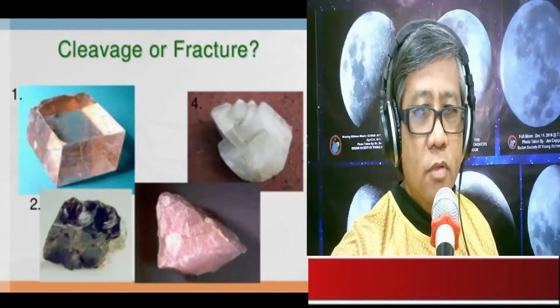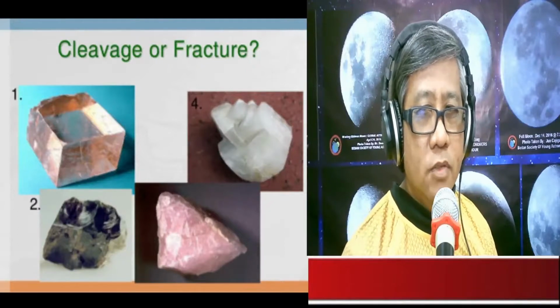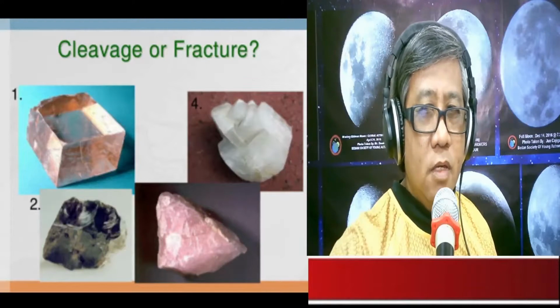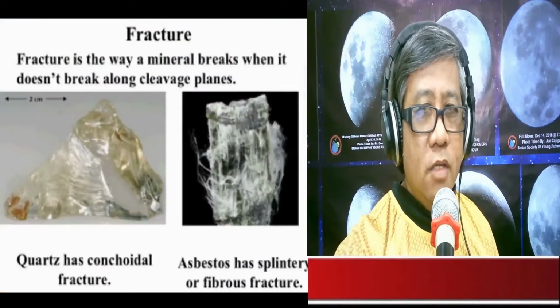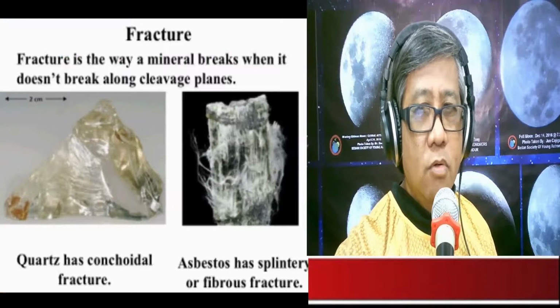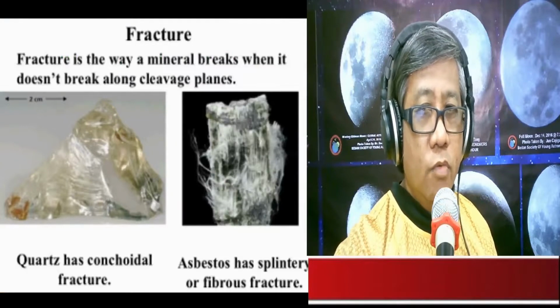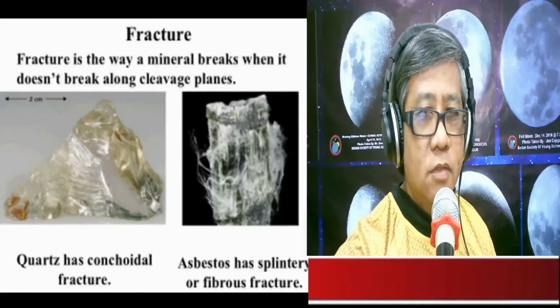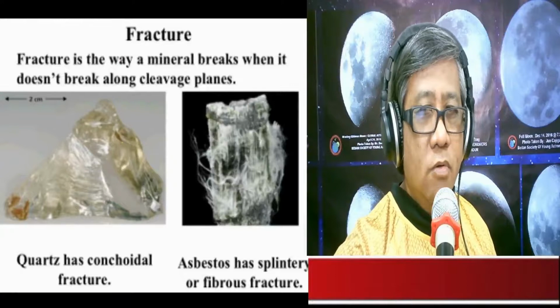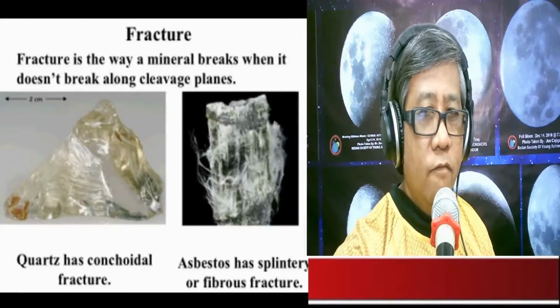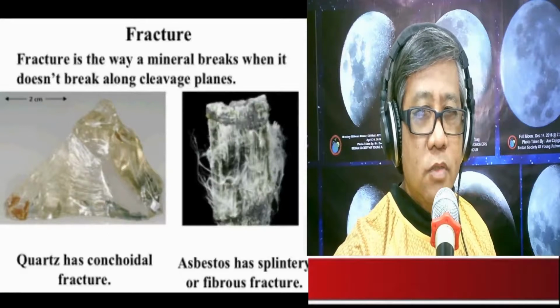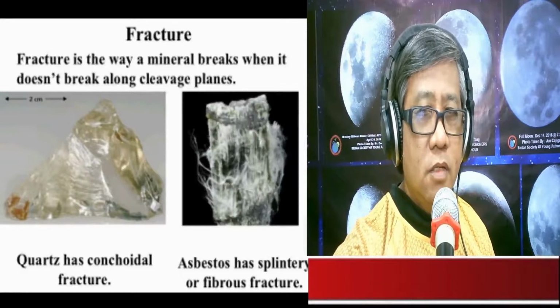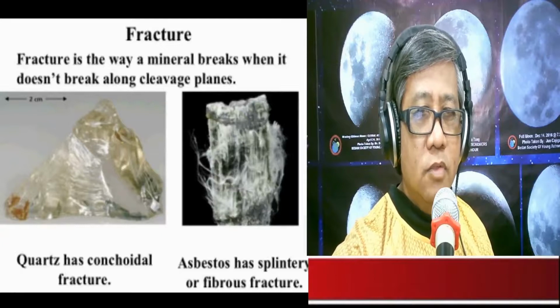Now everybody look at number 2. So number 2 exhibits fracture. So meaning if the mineral splits or breaks, it has rough and jagged surfaces. So again, a fracture is a way a mineral breaks when it doesn't break along cleavage planes, or in short, when a mineral splits, it has rough and jagged surfaces. Like for example, look at quartz. Quartz has what we call a conchoidal fracture. And everybody look at asbestos. Asbestos exhibits a splintery or fibrous fracture.